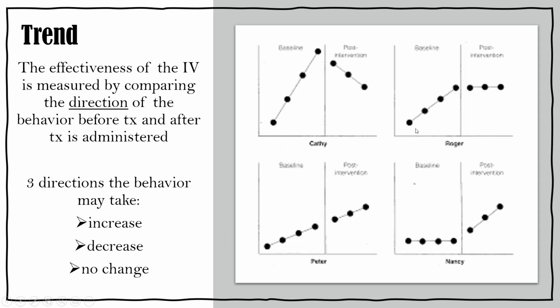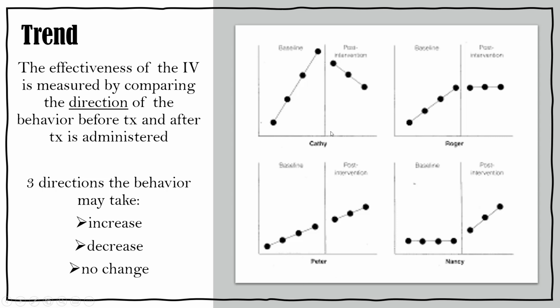Let's look at Roger's data. We got an increase in trend in baseline, and then we would say we have a decrease in trend, so it levels off in the intervention phase. Let's go down here to Nancy. We have a level trend, so it's staying the same in baseline, and we can see that it's increasing in our intervention phase.